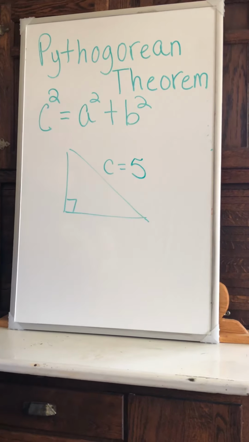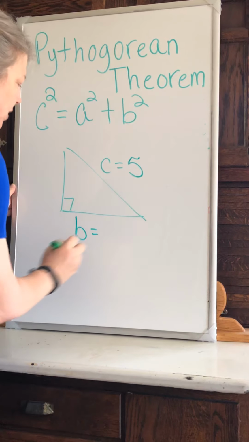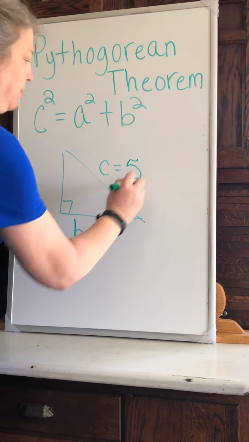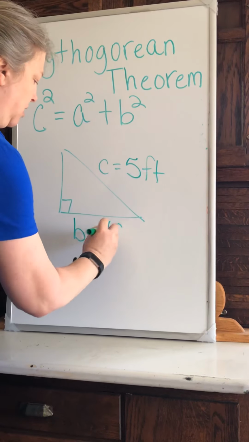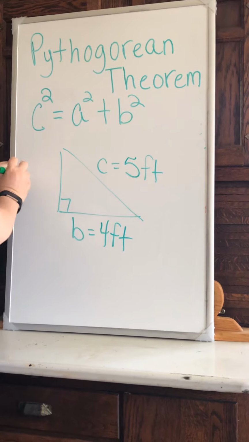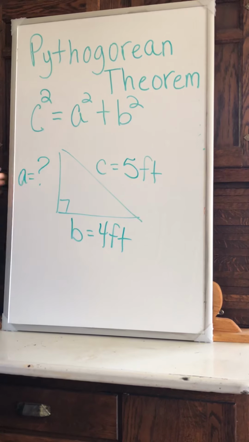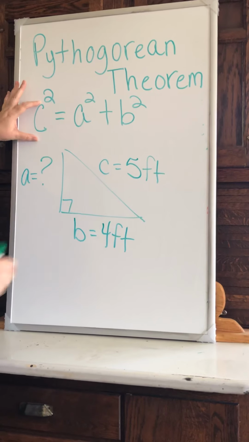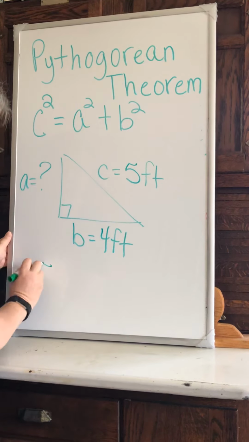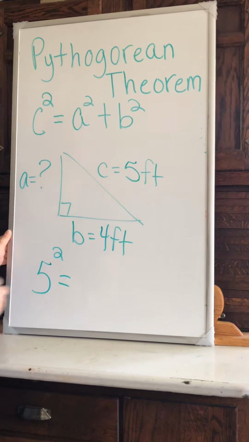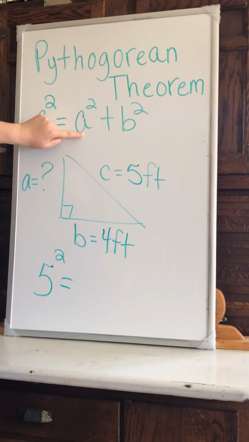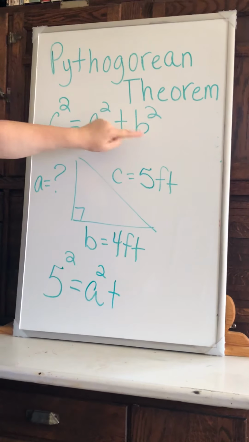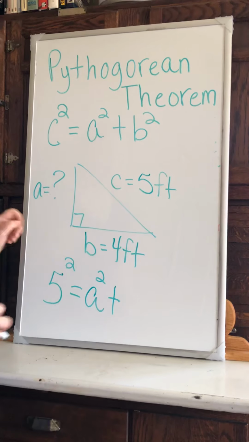And let's say, for instance, that B is going to equal 4, and this is going to be feet, but we don't know what A is. So we're going to plug in the numbers just like we did before. Now, C, we know, is 5. So we're going to put 5 squared equals, we don't know what A is, so we're going to bring that A squared down, plus B squared, we know that B is 4, so plug that in.